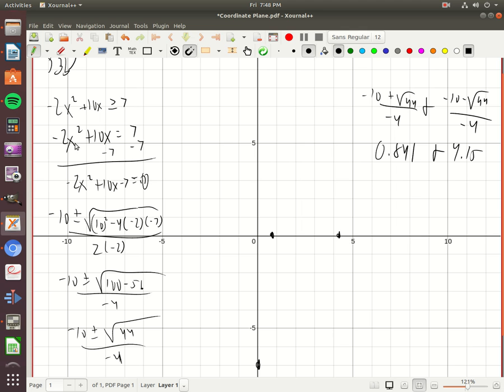As far as completing the square here, I'm going to complete the square to get the vertex. So I have negative 2x squared. I'm just going to grab on right here since I already have it by itself. So negative 2x squared plus 10x is equal to 7. I'll factor out a negative 2. If I do, I get x squared minus 5x.